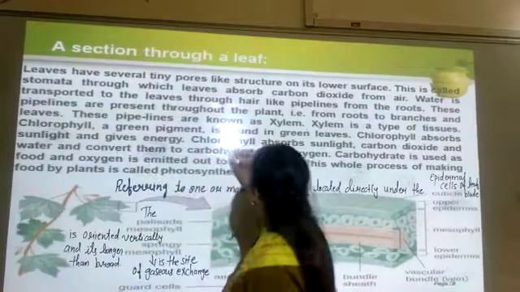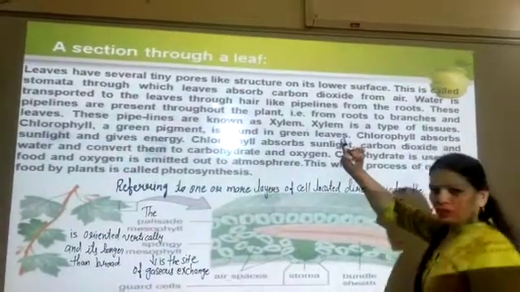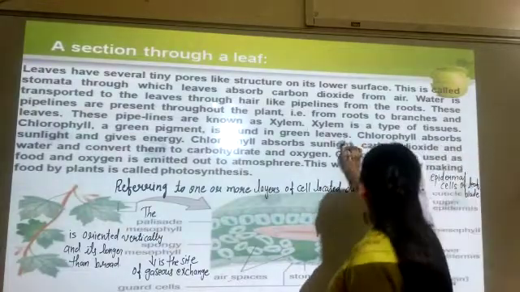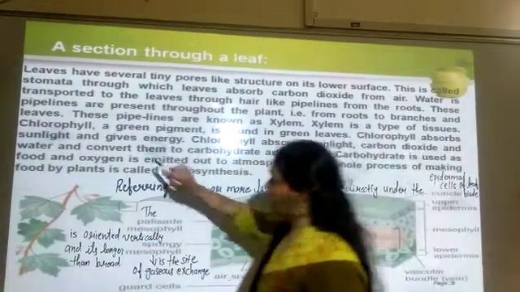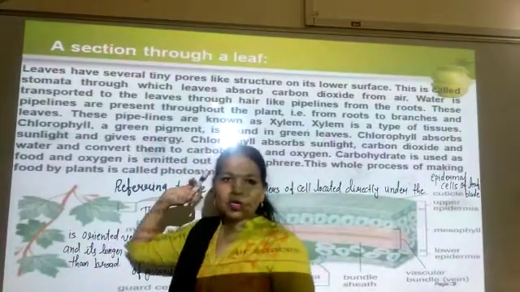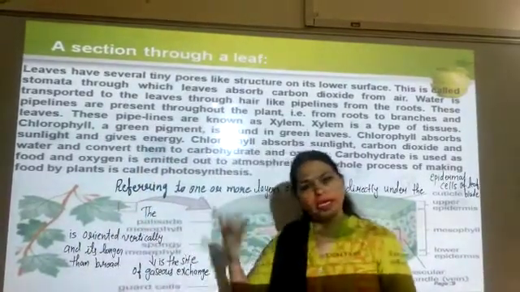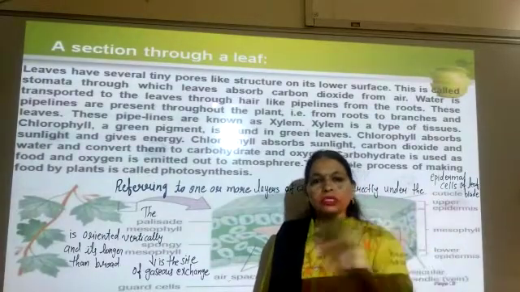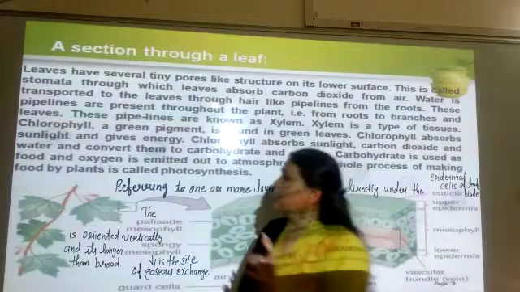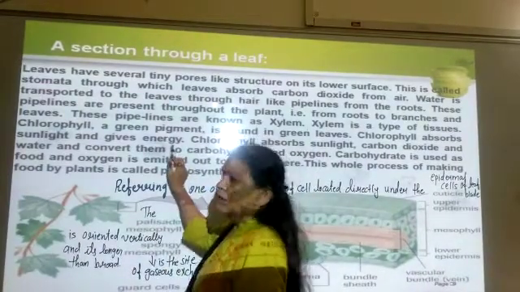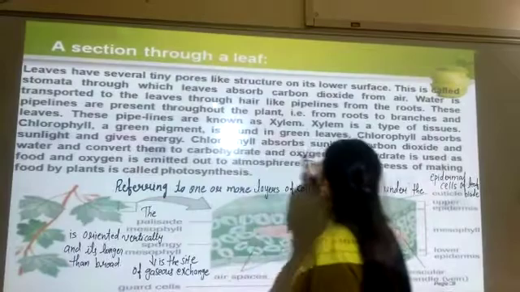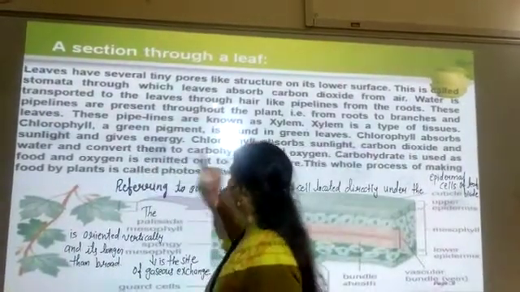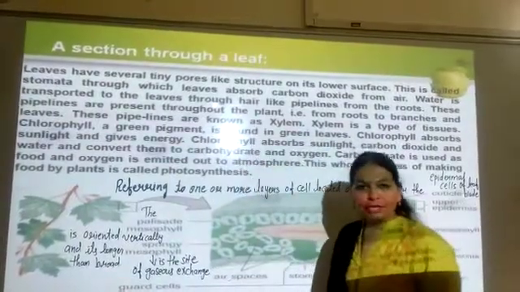Chlorophyll, a green pigment, is found in the green leaf, and due to this we know the color of the leaf is green. Chlorophyll absorbs sunlight and gives energy. Chlorophyll is a type of green chemical substance present in the leaf, and due to capturing sunlight there is a chemical reaction and it produces energy. Chlorophyll absorbs sunlight, carbon dioxide and water and converts them into carbohydrate.